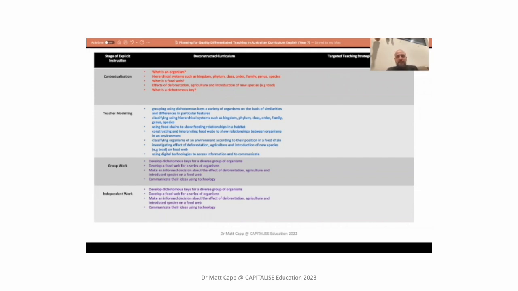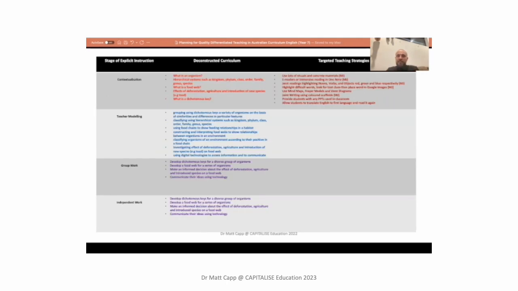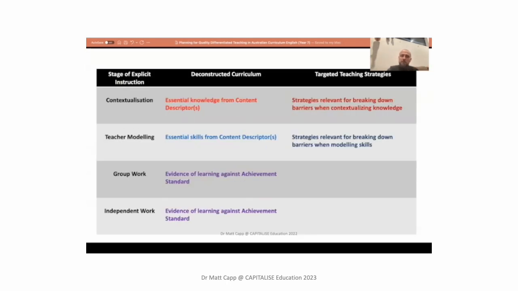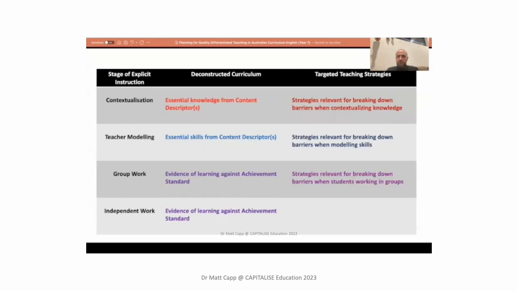We've also got to do it for our targeted teaching strategies. So during the contextualization stage, we go back to the strategies that we've identified, and we identify what would be useful during the contextualization of knowledge, because not all of the strategies that we identified will be useful all the time. So we put them into that stage of the gradual release or explicit instruction model. We then think about when I'm modeling the skills independently, and then with the students, what are those strategies that would be useful for breaking down those barriers to the learning process? And we put them into that element of the explicit instruction model. I then think about when the students are working in groups and independently, what strategies would be useful?